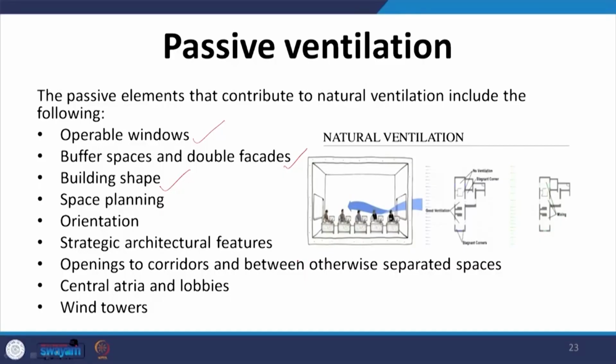Then strategic architectural features such as vegetation, openings to corridors, and the central atrium, which is one of its kind, a courtyard which is open to sky, and wind towers. Wind towers are often a very interesting means of inducing passive ventilation.